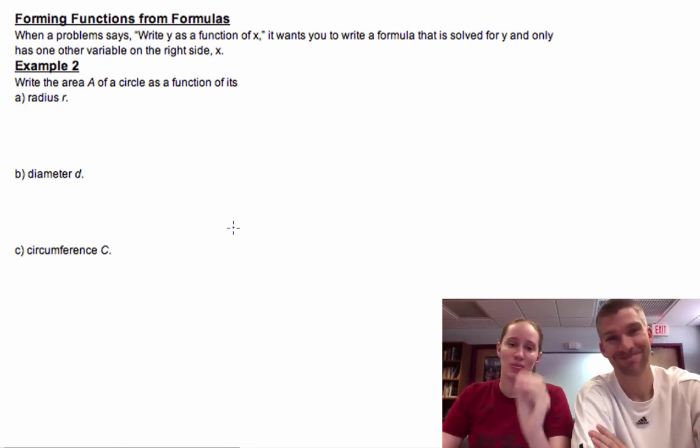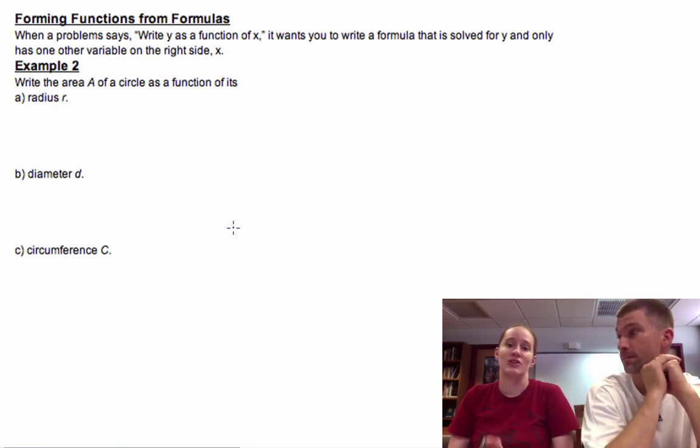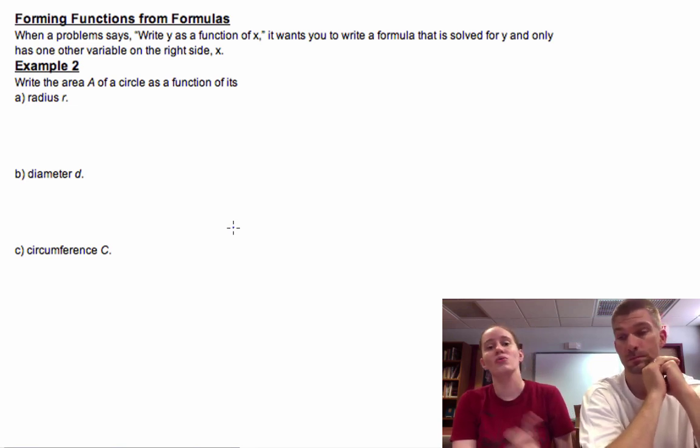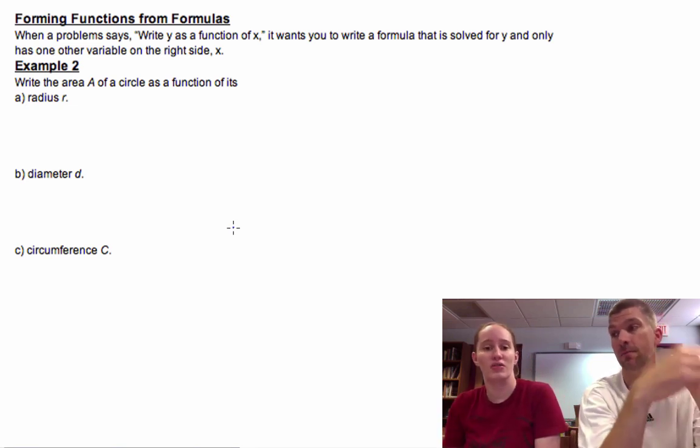Okay. The point is, if it says write something as a function of something else, it wants you to write a formula that's solved for the first thing, and only has the other thing on the right side.